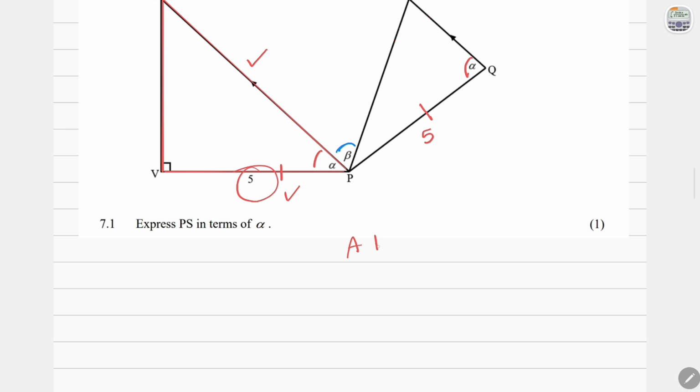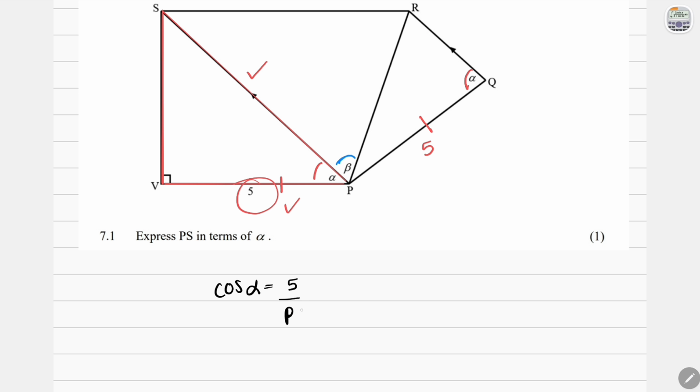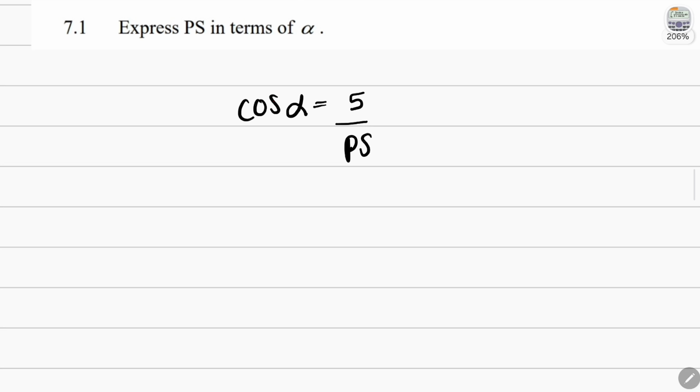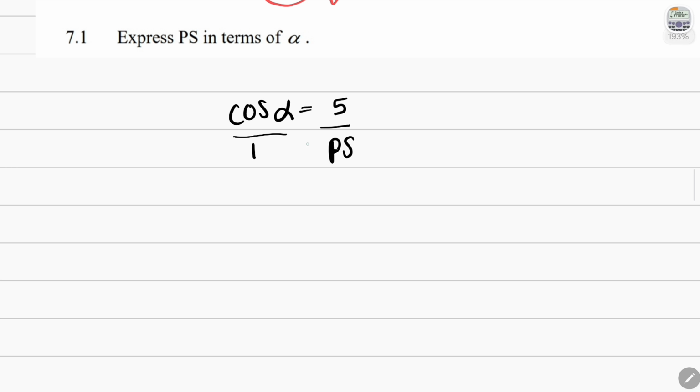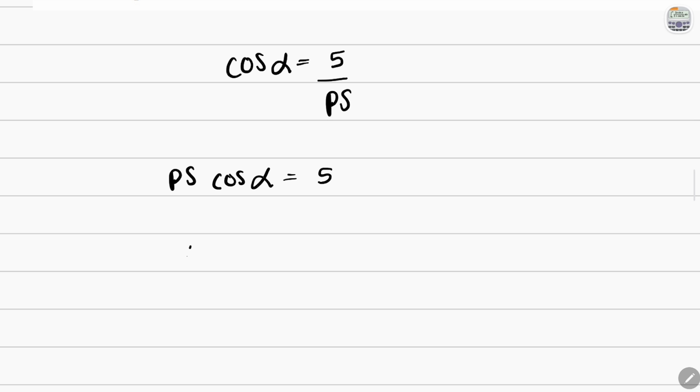So when we're using adjacent and hypotenuse, we're clearly going to use cos. So cos alpha is equal to the adjacent side, which is 5, over the hypotenuse, which is PS. Then we just make PS the subject. You can do this by multiplying both hand sides of this equation by PS to get it out of the denominator. Therefore, PS cos alpha equals 5, and then divide both hand sides by cos alpha. So PS is equal to 5 over cos alpha, and that is our answer.